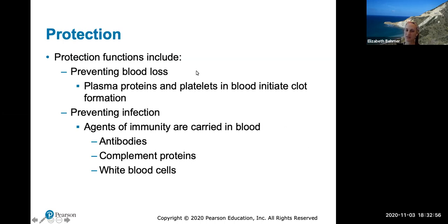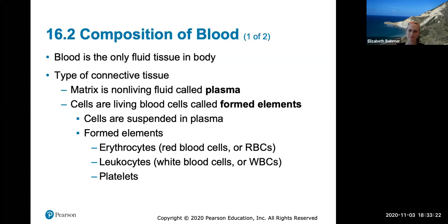Here are the protection functions. It prevents blood loss. So you have platelets as a cellular component in your blood that helps to initiate clot formation. Blood also helps to prevent infection. Agents of immunity are carried in your blood. Your antibodies are in your plasma. You have complement proteins, and also your white blood cells are your leukocytes. And you have 5 different types of white blood cells.